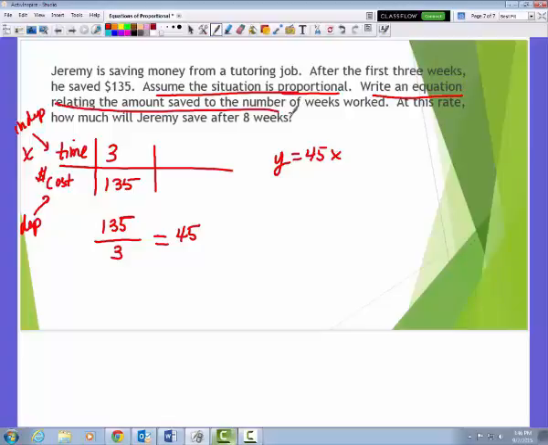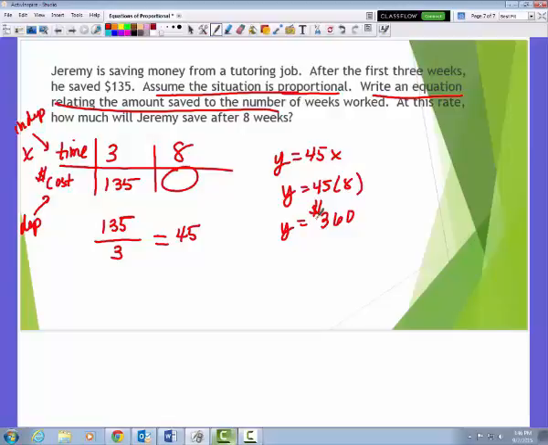At this rate, how much will he save after 8 weeks? Well, I need to plug in 8 for my weeks, and I want to know how much he saved. So time is my independent variable. y equals 45 times 8. Ooh, big number. y equals $360, bills, y'all. That's how much money he can save at 8 weeks.